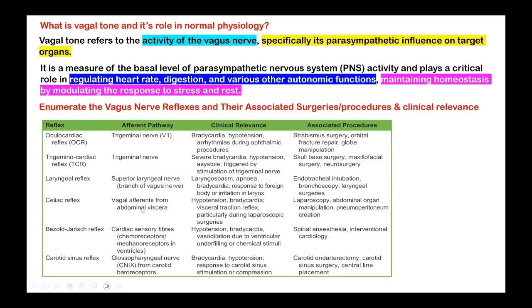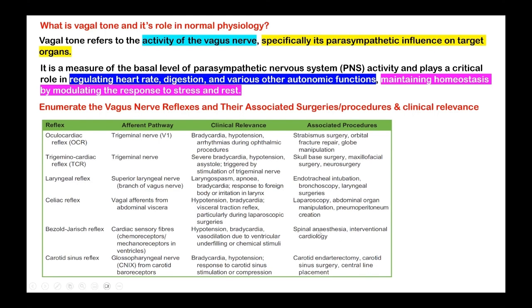Then the celiac reflex, where the vagal afferent is from the abdominal viscera, which will result in hypotension and bradycardia, a visceral traction reflex during laparoscopic surgeries. We encounter this in laparoscopy, abdominal organ manipulation, or pneumoperitoneum creation. Then the Bezold-Jarisch reflex, with cardiac sensory fibers and chemoreceptors, which will result in hypotension, bradycardia, and vasodilation, and it can happen during spinal anesthesia.